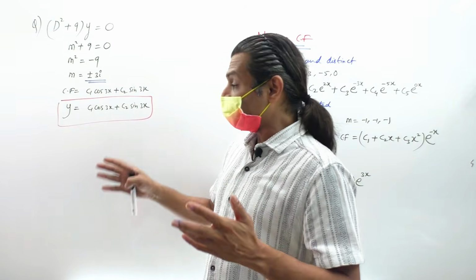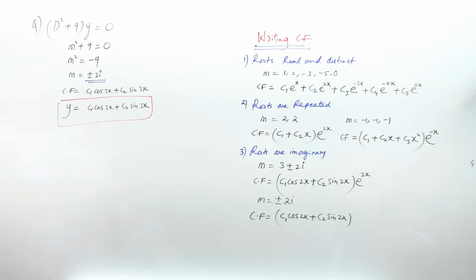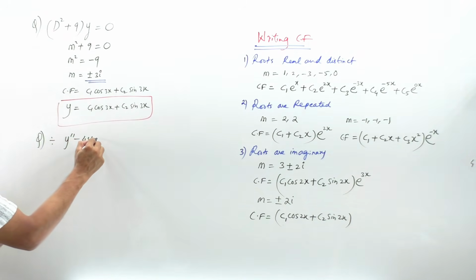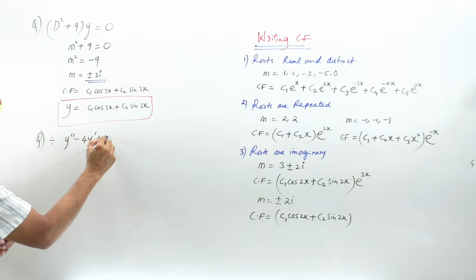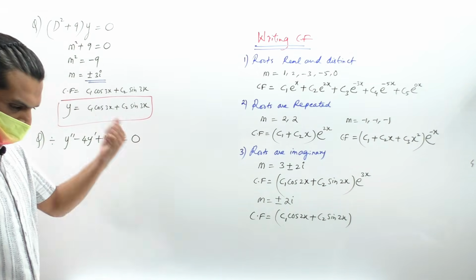So, let's move on to the next problem on finding the CF. The next problem is, say, y double dash minus 4y dash plus 13y is equal to 0. Okay, let's solve this problem.